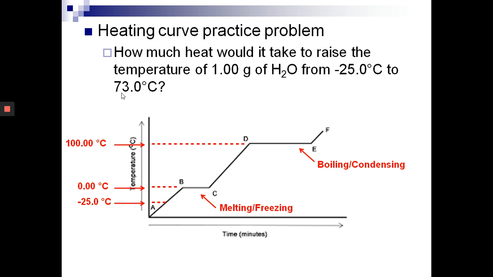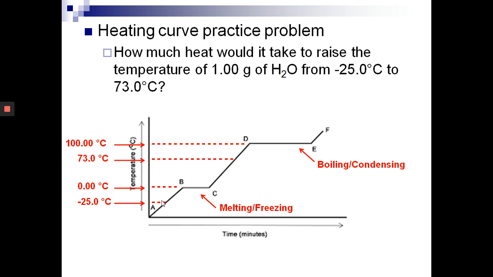And you're ending in 73.0 Celsius. 73 must be found somewhere between the 0 and 100. So I'm going to randomly just point it right here. 73.0 Celsius is going to be right there. So you're starting from negative 25 on the heating curve and ending on the 73.0.